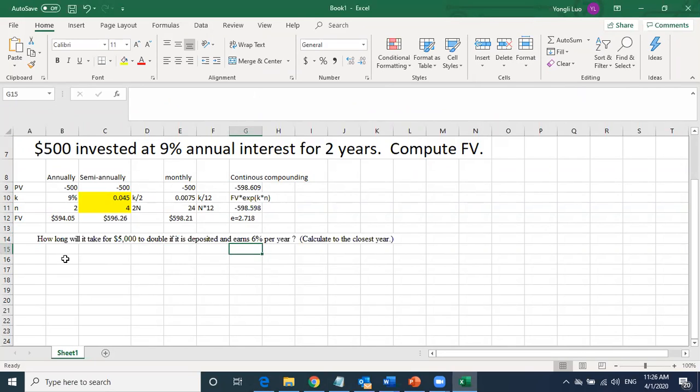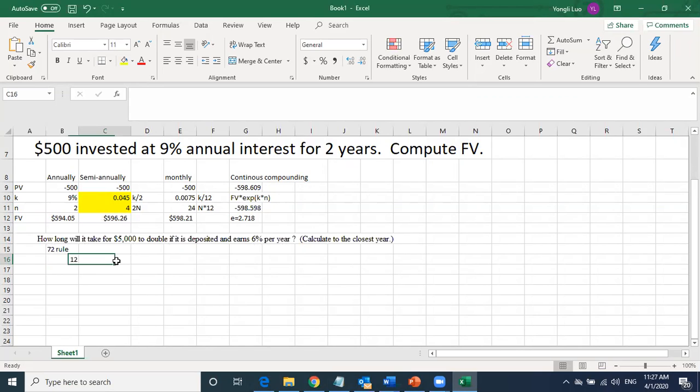The 72 rule is very simple. It's just using 72 divided by the 6%. We call it the 72 rule, 12 years. Got it? So later on when you work in a business, if they ask you how many years you can get your money to double, you just use 72 divided by the interest rate.